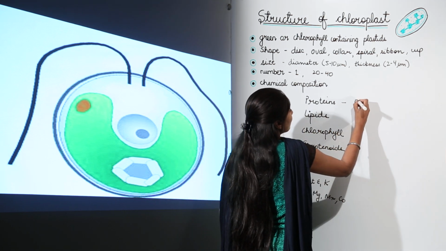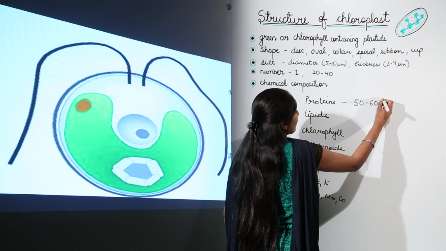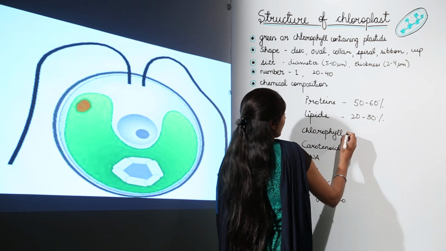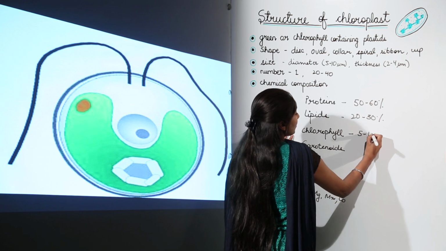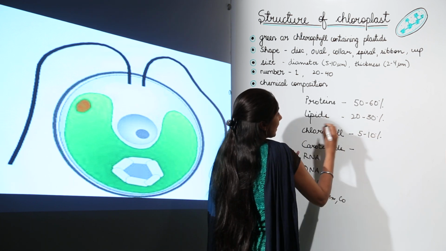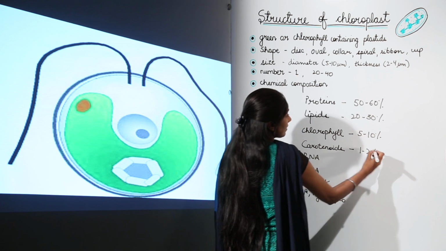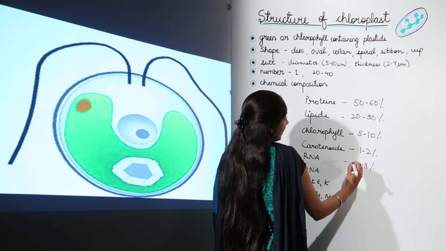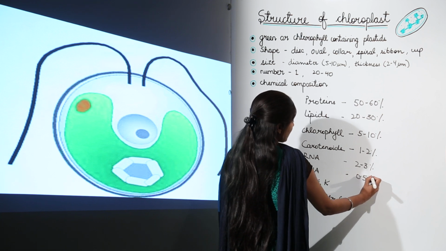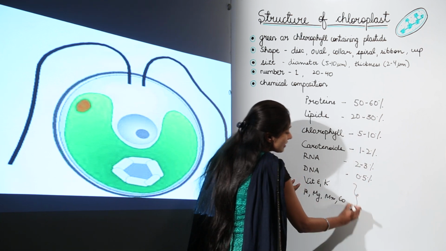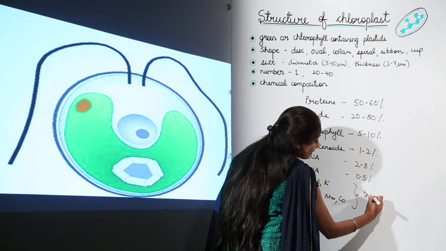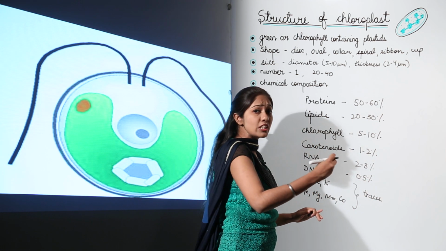Proteins, they contain 50 to 60%, lipids 20 to 30%, chlorophyll 5 to 10%, carotenoids 1 to 2%, RNA 2 to 3%, DNA 0.5%, vitamins and these elements in traces, okay. They are present in traces, means very small amount.